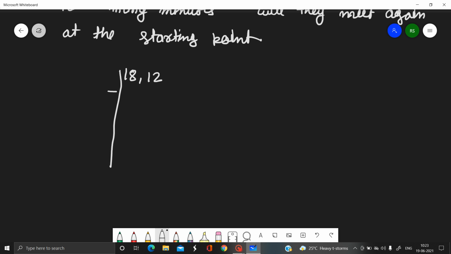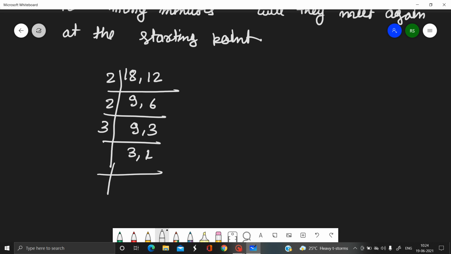When we are finding the LCM of these two numbers, both numbers are divisible by 2. Here we get 9 and 6. Both numbers are divisible by 3. So here we get 3 and 2. And 3 is divisible by 3, so it's 1 and 1. So the LCM of these two numbers is 2 2s are 4, 4 3s are 12, and 12 3s are 36. So the LCM of these two numbers is 36.